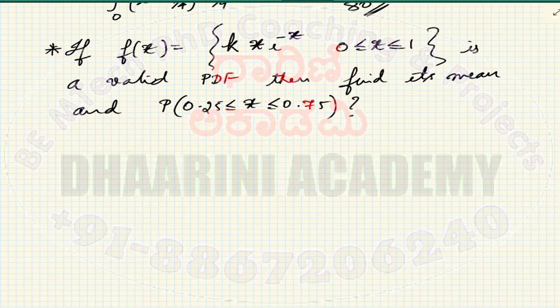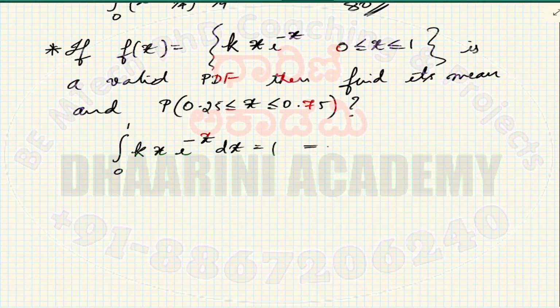Initially we apply the integral from 0 to 1 of k x e to the minus x dx, which should be equal to 1. When you solve it, you get the value of k, right? So the k value comes to be 0.736. Now apply this, and we are supposed to find the mean first, and then the probability which is asked.